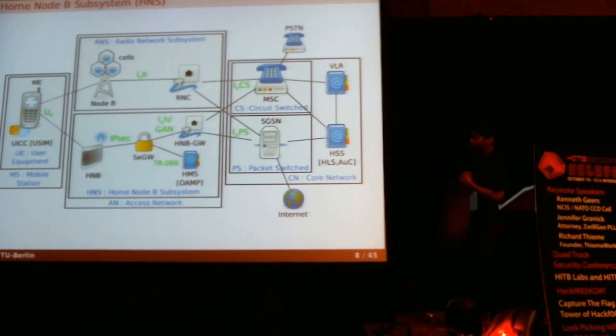And the home node B gateway acts completely as a radio network controller, which links all your traffic inside the core network. So the core network is as it is. They haven't changed anything inside the core network. Only the new elements: the home node B gateway, the security gateway, and the third part is the home node management system. So why did they introduce this management system?